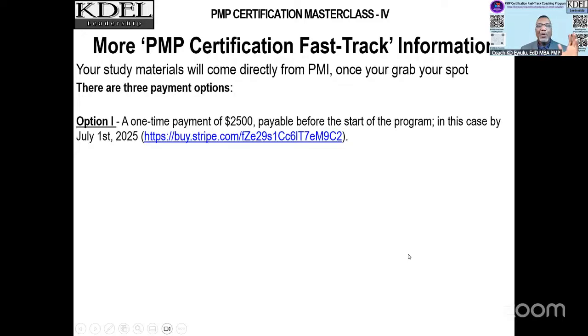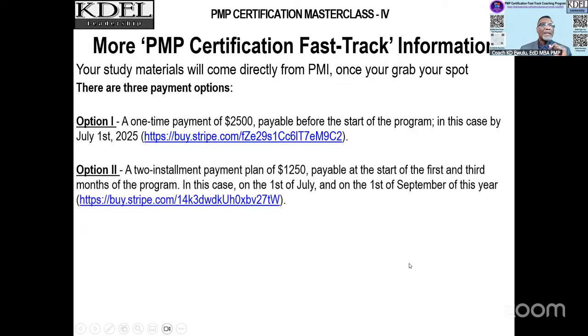16th. Option number 2, a 2-installment payment plan of $1,250 each, payable at the start of the 1st and 3rd months of the program. In this case, on the 1st of July and on the 1st of September of this year. Again, these 2 installments can be paid on the eve of the 16th of July, that's the 15th of July, and then, of course, on the 1st of September of this year. The link below there is a link to hit and go ahead and make your payment.